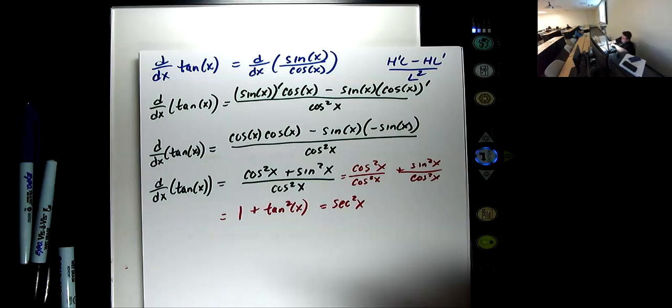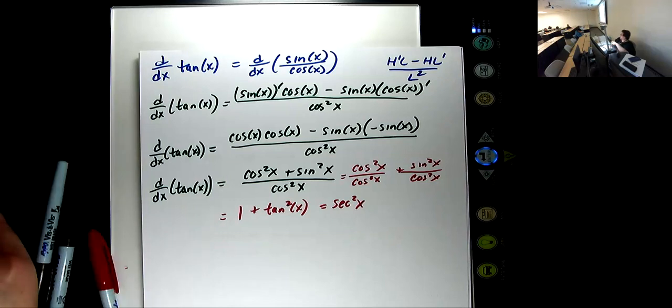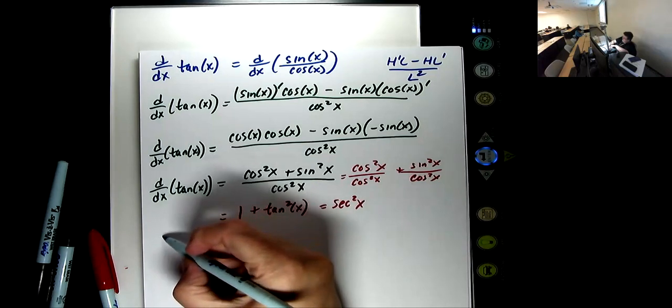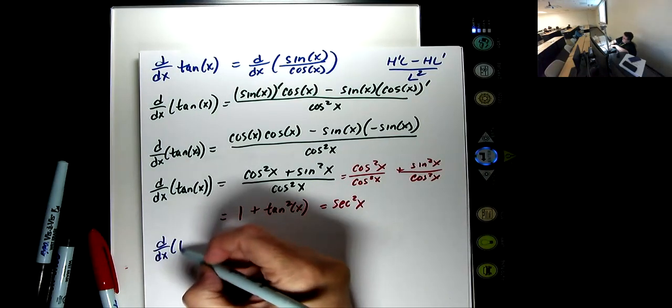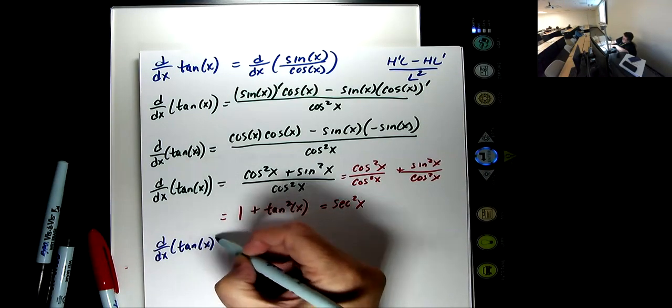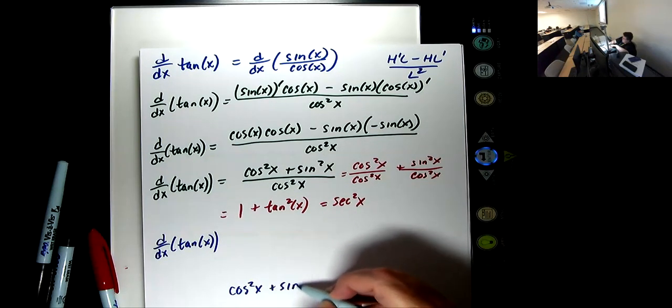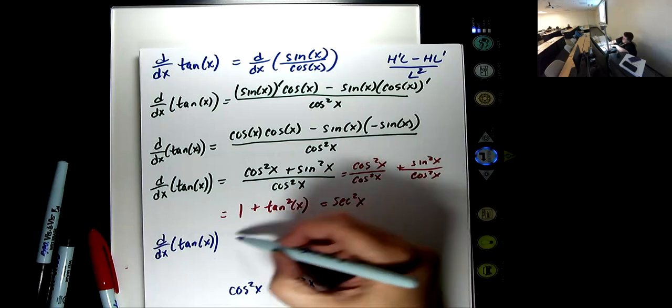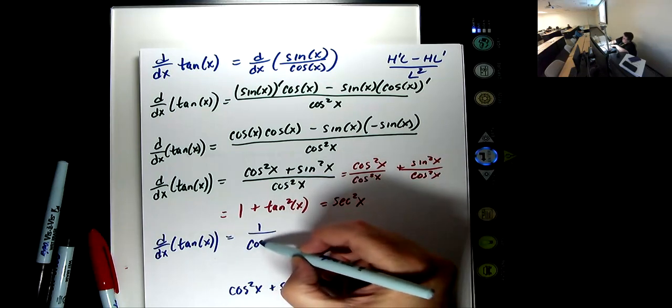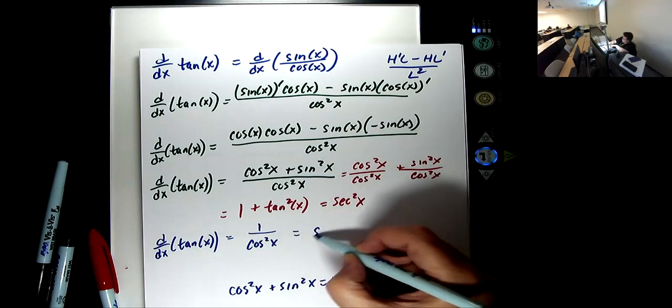The other option, anyone know what the other way is? That requires, yeah. The top is 1. Cosine squared x plus sine squared x equals 1. So that is 1 over cosine squared x. And that's the definition of secant squared x.